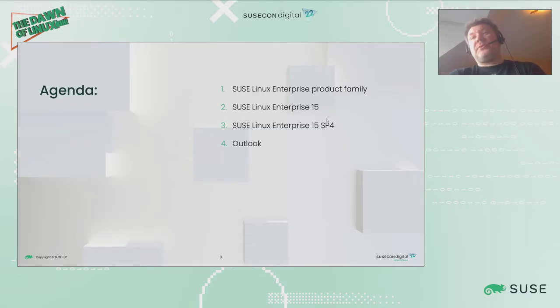We have four chapters in this presentation. Chapter one is a high level overview of what we have in our portfolio. Chapter two is an overview of SUSE Linux Enterprise 15. Chapter 3 is SUSE Linux Enterprise 15 SP4 deep dive. And chapter 4 will tell you what's next after SP4.